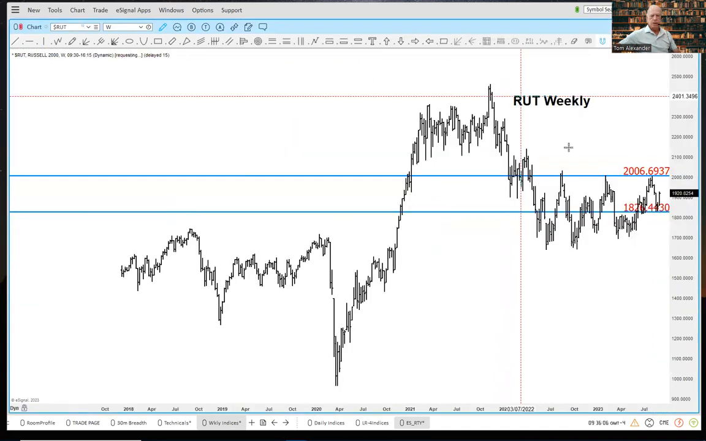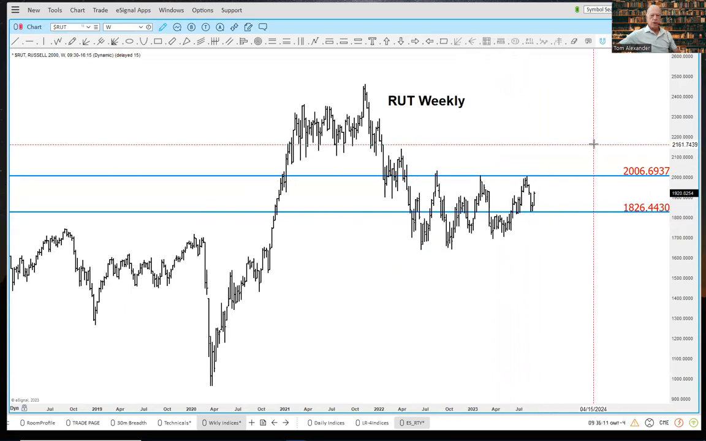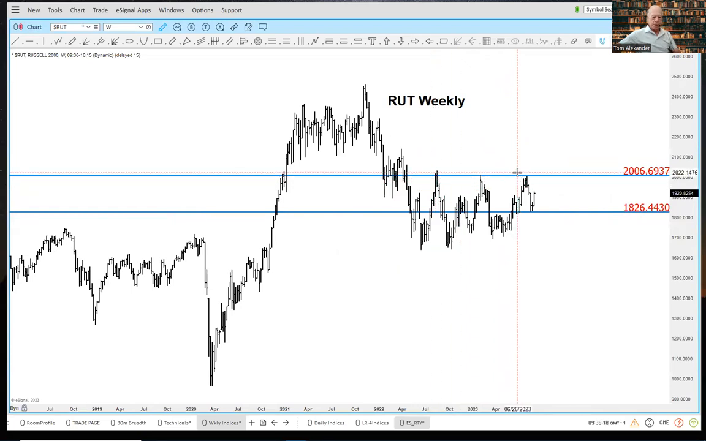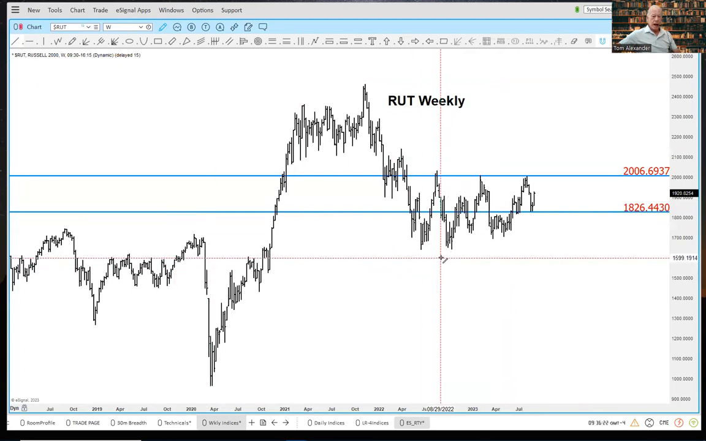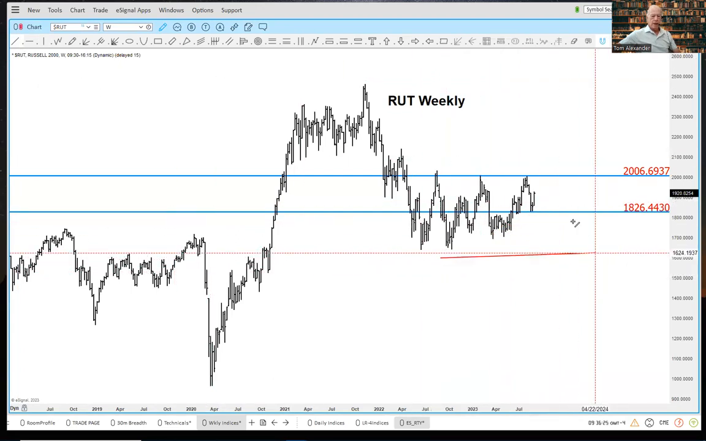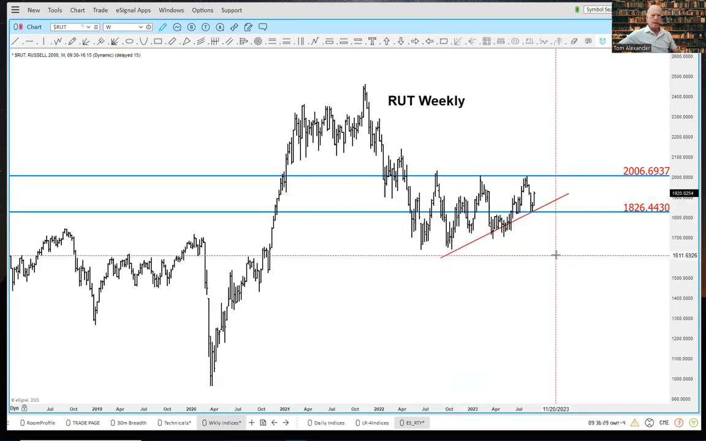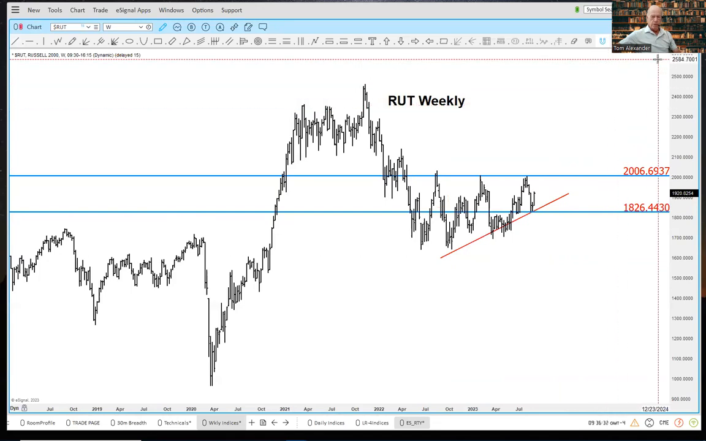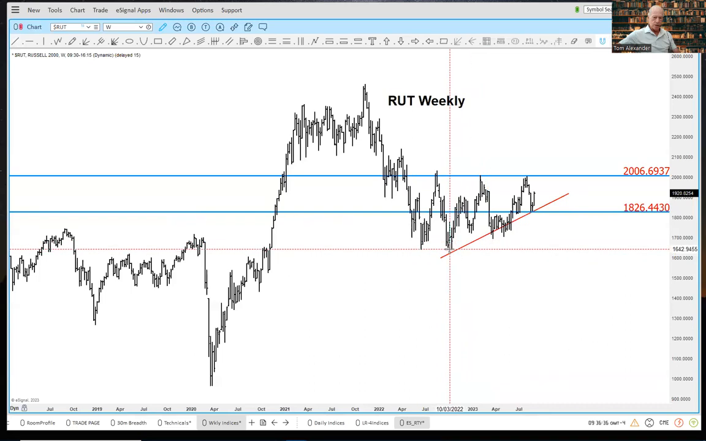Let's look at, here's the Russell. Now, the Russell is really interesting to the upside. This 2006 level, 2007 level is an area that has been tested 3 times. The Russell has not been able to get through it. But again, what is the Russell doing? It's making higher highs and higher lows. Now, it's not quite as dynamic to the upside as are the other three, but you can't deny it's been making higher highs and higher lows since this low.